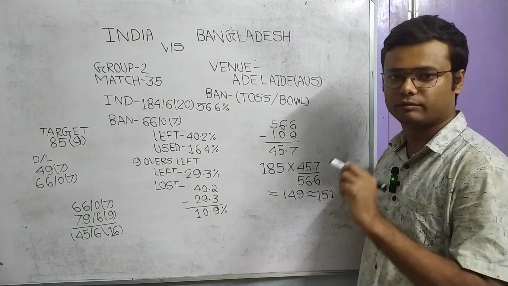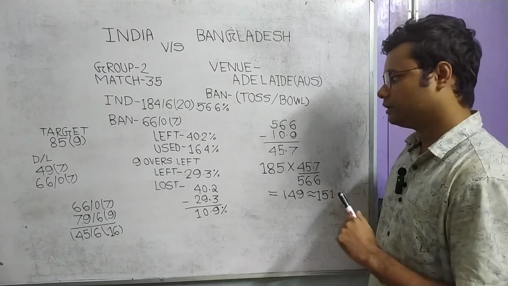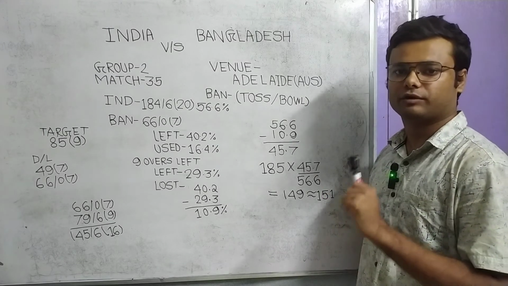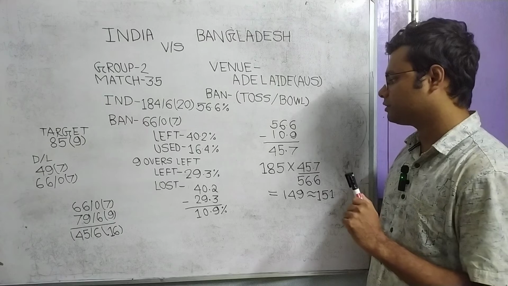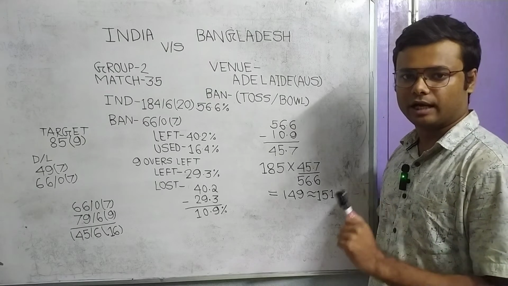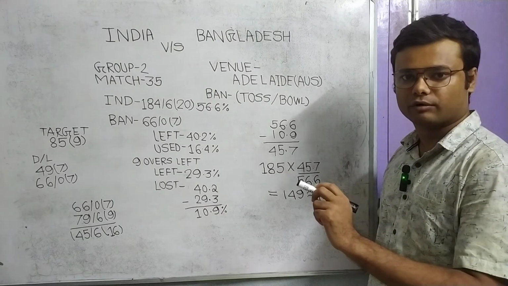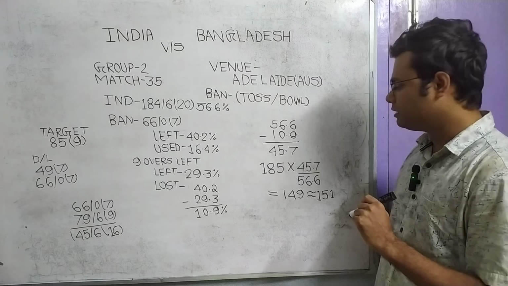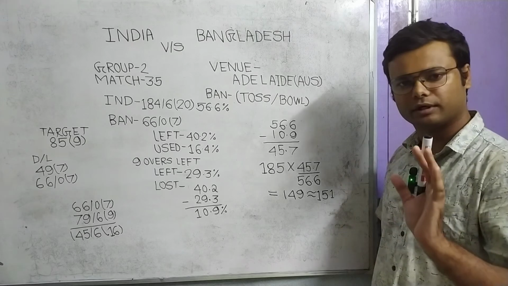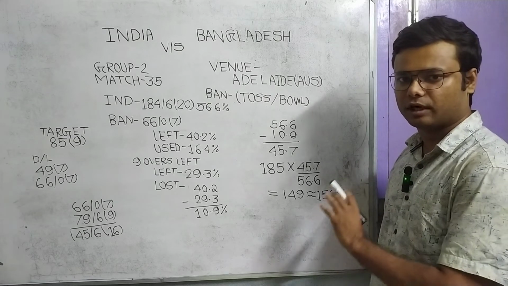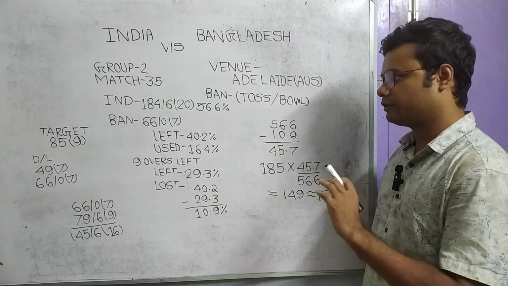Even if they completed their 16 overs of batting, they could not have used their complete resource percentage. So the maximum resource percentage for Bangladesh was 56.6 minus 10.9, which is equal to 45.7, and according to the Duckworth-Lewis method, their revised target was 185 times 45.7 divided by 56.6, which is equal to 149 or 151. That was their revised Duckworth-Lewis target. So they had to chase another 85 runs in 9 overs.